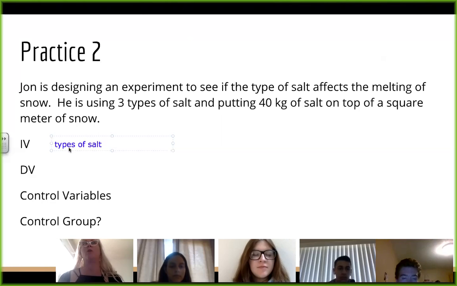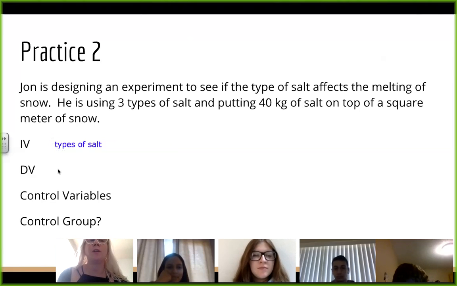So you could have table salt. There's things called road salt, which is usually calcium chloride. You could also have magnesium chloride. You could have Epsom salt, right? If anybody takes Epsom salt baths, one of my favorite things. But yeah, types of salt. All right, and then what is he measuring?